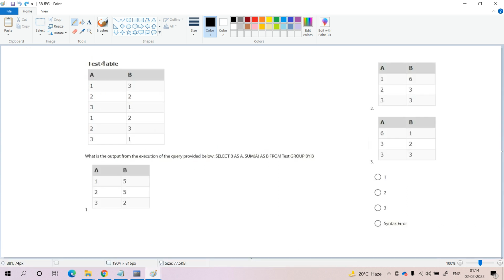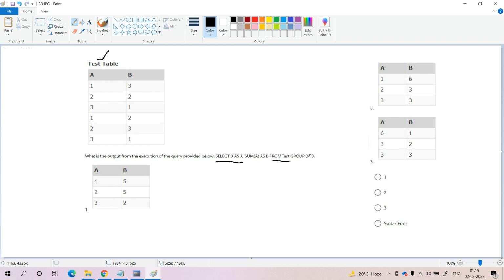So here the question is, we have one test table. In the test table, A and B columns are available. Now what is the question? What is the output from the execution of the query provided below? What is that query? Select B as A. So we need to reverse the columns. And here how to consider them? Sum of A as B. So we need to consider the sum of all the elements in the column A as B, from the available table test, using group by B column.